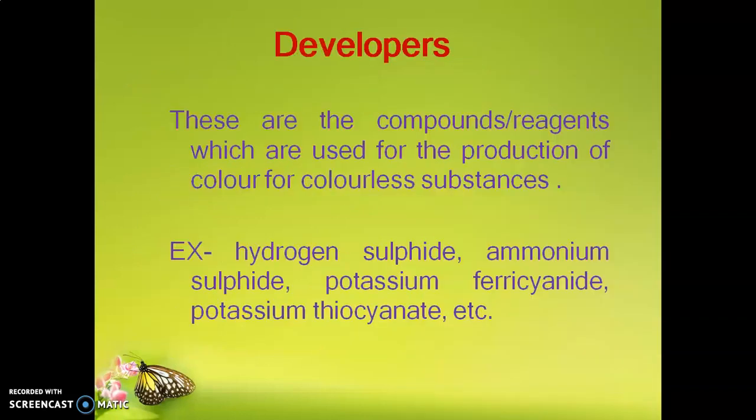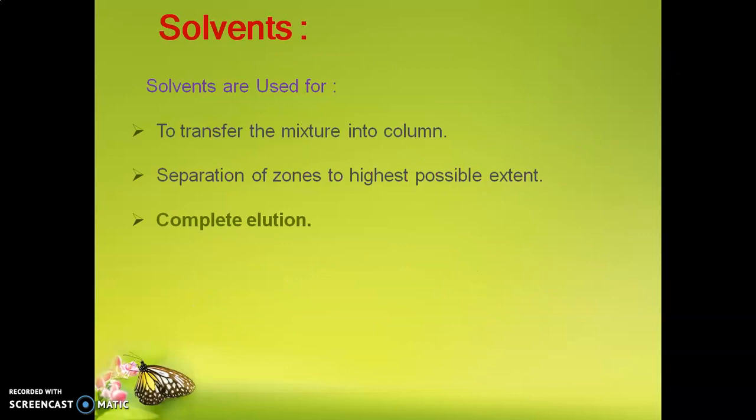Then we can use developers. These are components or reagents which are used for the production of color for colorless substances. Examples: hydrogen sulfide, ammonium sulfide, potassium ferricyanide, potassium thiocyanate, etc.